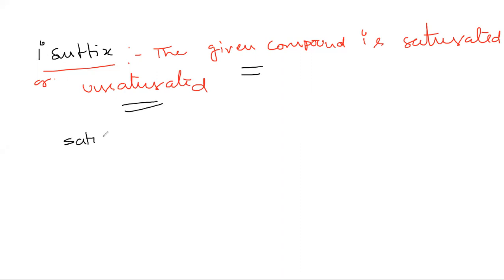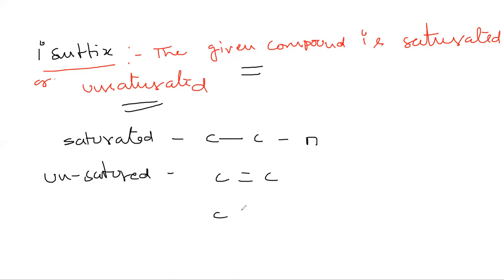What is meant by saturated? A saturated compound is one which contains only carbon-carbon single bonds. That means the compound contains only sigma bonds. Unsaturated means the compound may have a carbon-carbon double bond or a carbon-carbon triple bond. In a carbon-carbon double bond, we have one sigma and one pi bond. In a carbon-carbon triple bond, we have one sigma and two pi bonds.